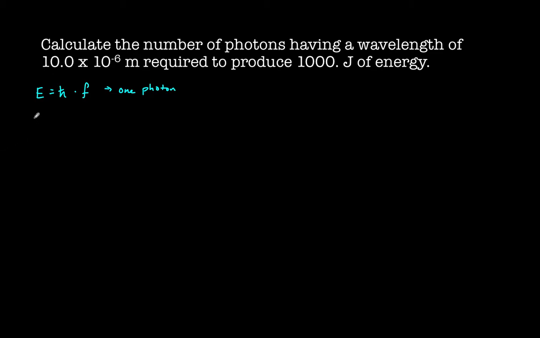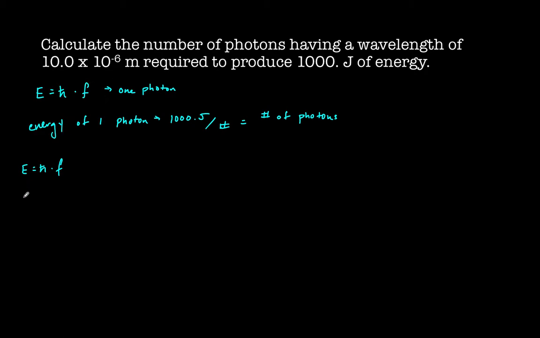So here's kind of the game plan. I solve first for the energy of one photon, and then I take that 1,000 joules divided by that number, whatever it is, and I will equal my number of photons. That's the idea here for this problem, which is why I need to first solve for this equation. So let's do that. If I have E equals h times f, again, I don't have my frequency here.